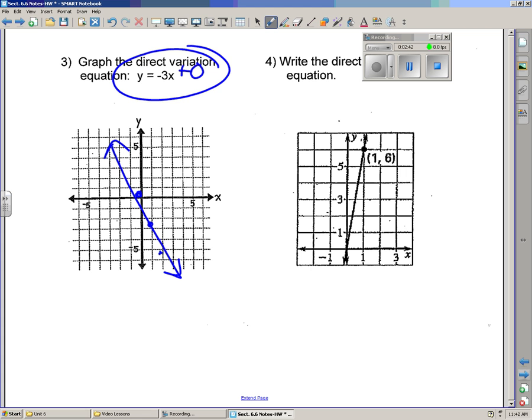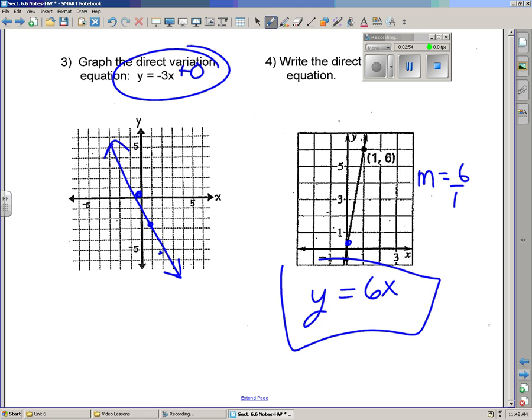This one also passes through the origin. If I find my slope, I'm going up 6, to the right 1. So my slope is 6 over 1, and my equation is going to be y equals 6x. You can put plus 0 if you'd like. It's not necessary, but you can put it.